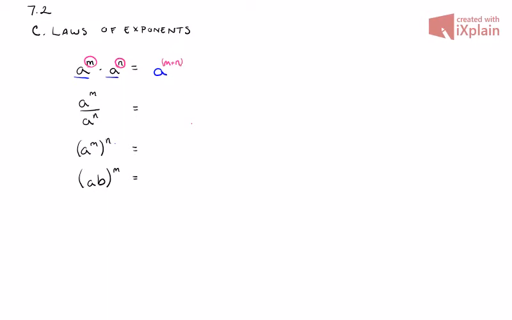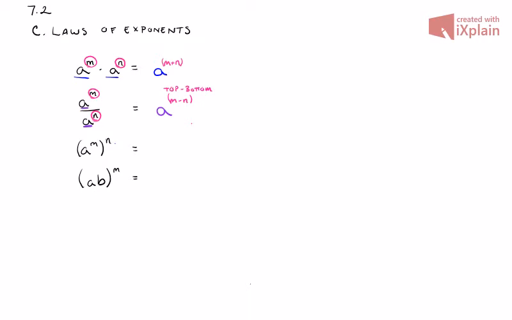Similarly, whenever our bases are the same with a quotient or a division problem, we can say that this is a, and then we would take our exponents and we would do m minus n. Remember that it has to go in that order. It's going to be top number minus bottom number in those exponents.